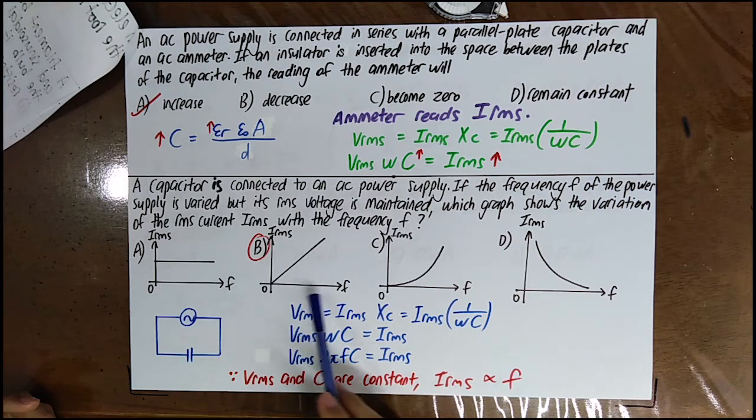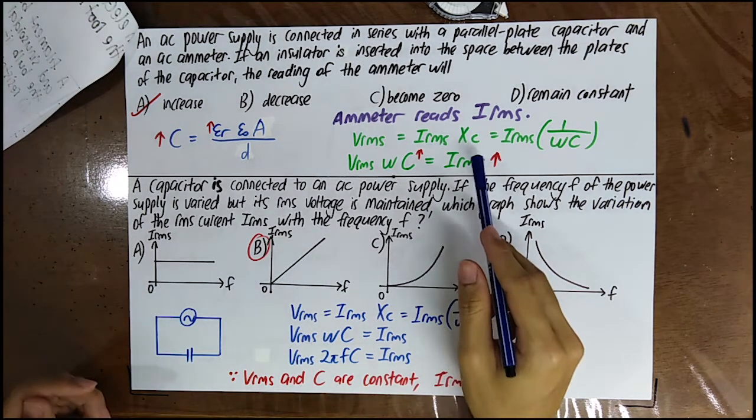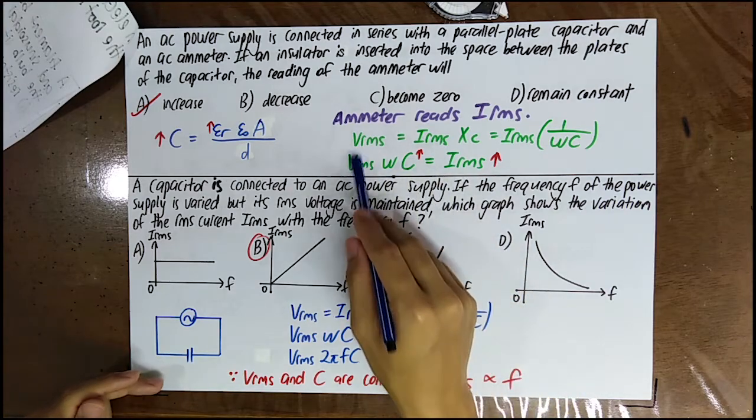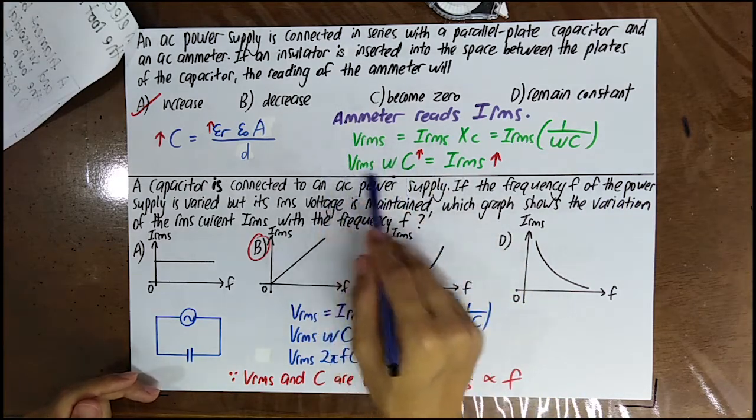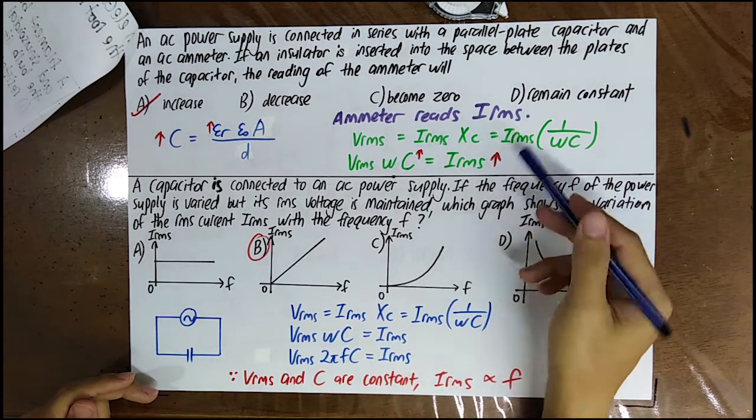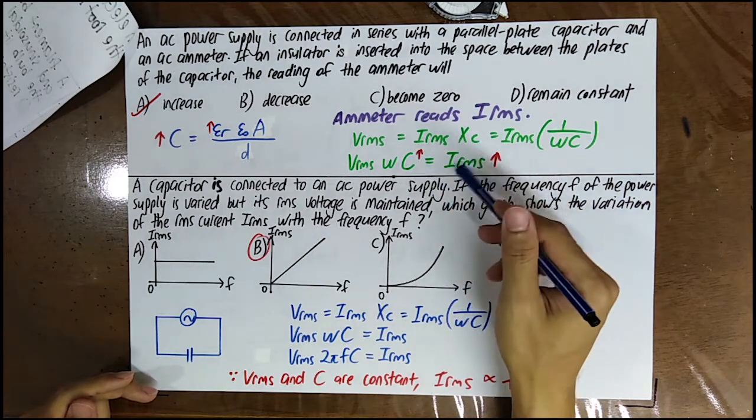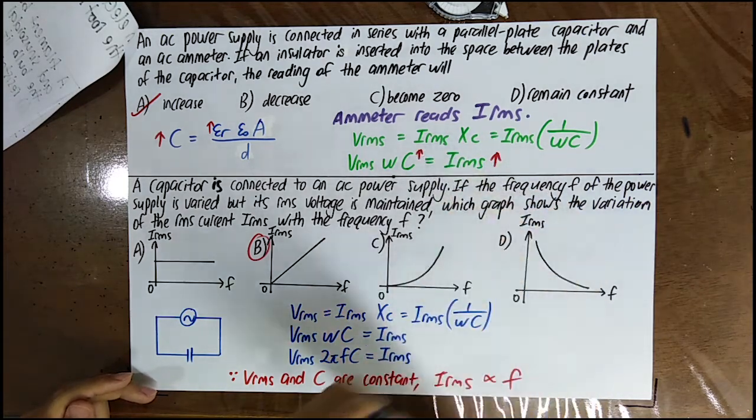IRMS is directly proportional to f. Just now it's the same. Only when the VRMS and omega are constant, then you can conclude that IRMS increases when C increases.